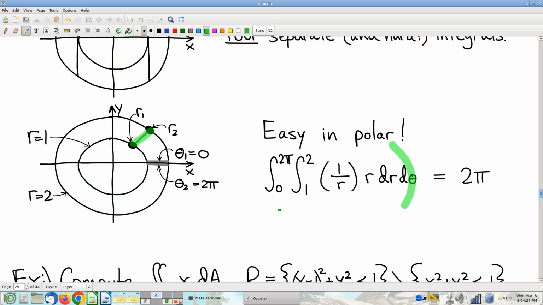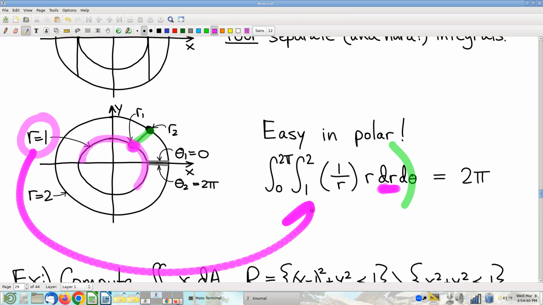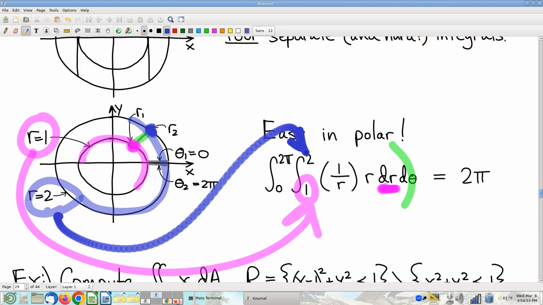Then for a given value of theta, let's think about the values of r. Well, r starts at that point, which is on this curve, which has this equation, which then gives us our lower bound of 1. And then r ends at that point, which is on this curve, which has this equation, which gives us our upper bound of 2. But nothing to it. Is everybody happy with that?